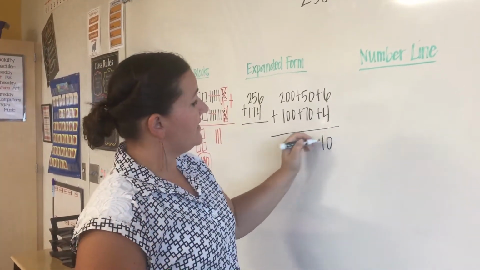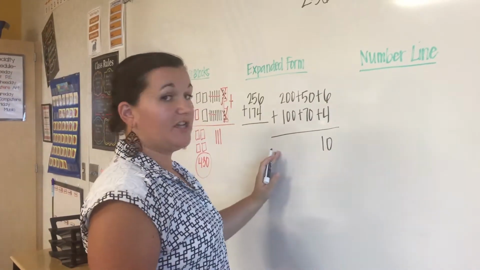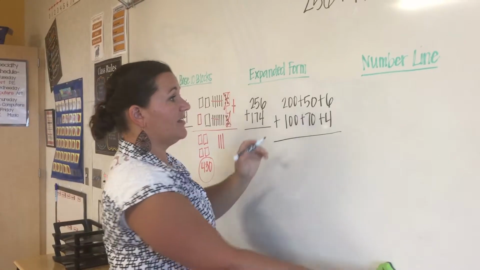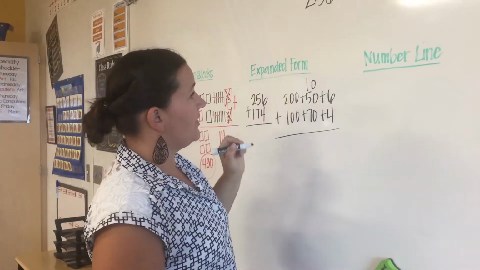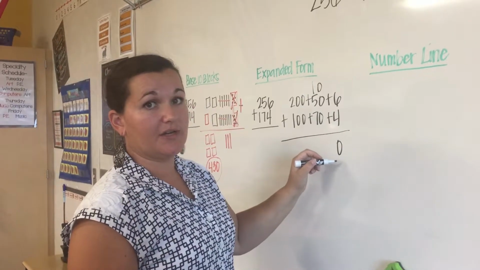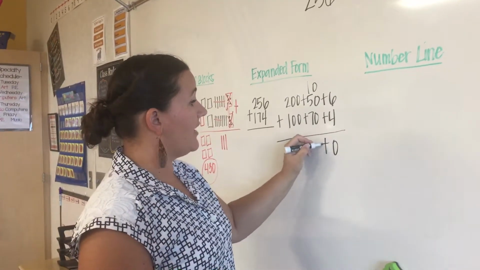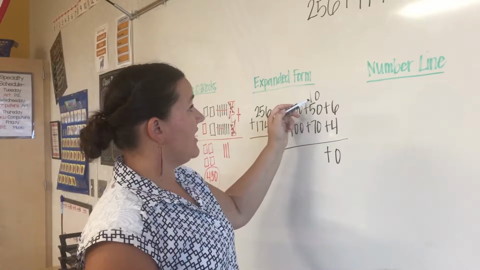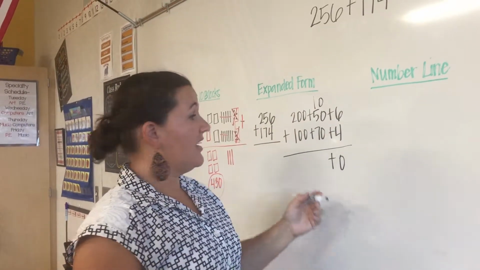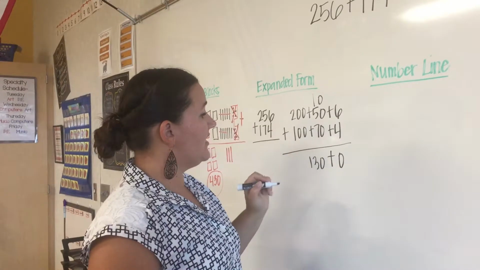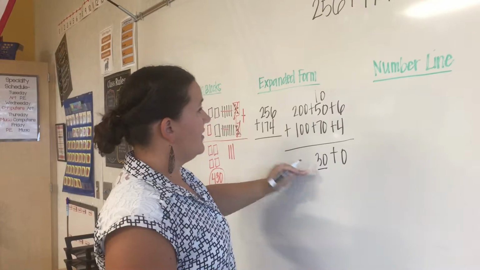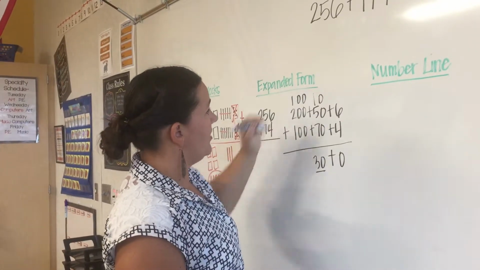I can write my 10 here and then squish these all together. Or since I know that 10 can be regrouped, I can just add my 10 here and then leave my placeholder of a 0 here. So I'm going to do it that way. So now I have 10 plus 50 plus 70, which I know is 130. And again, I could write 130 here, or I can just keep my tens and regroup my 100 up here.